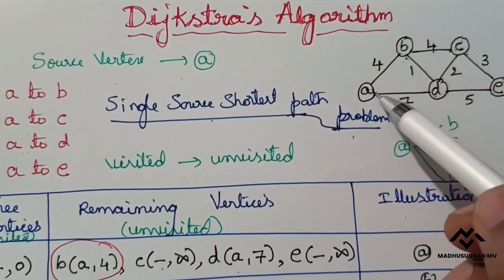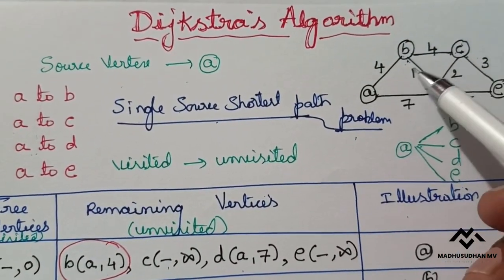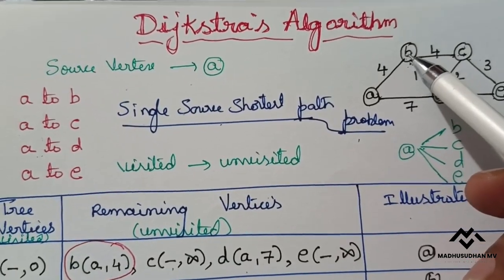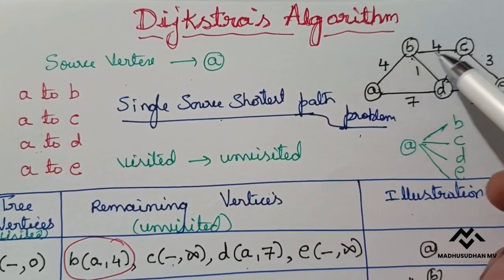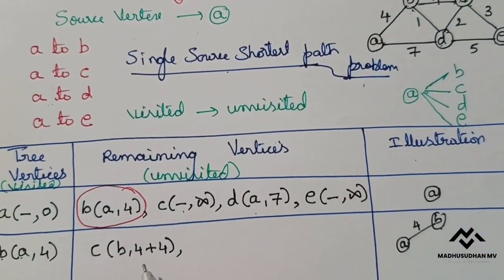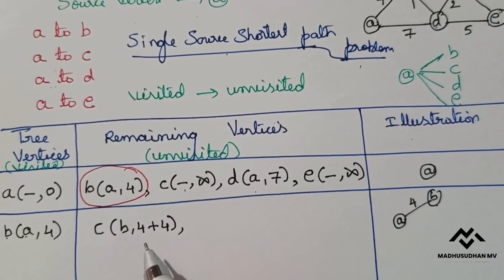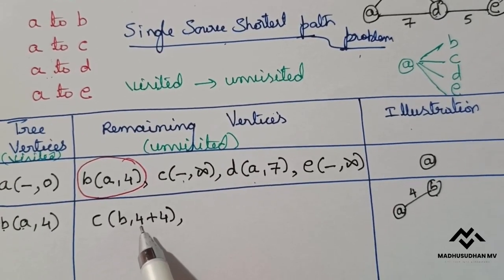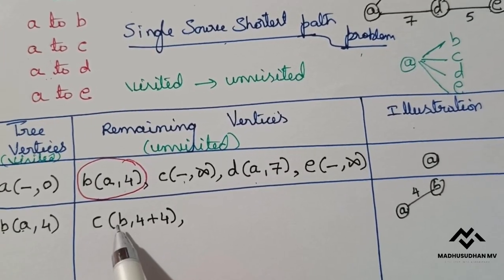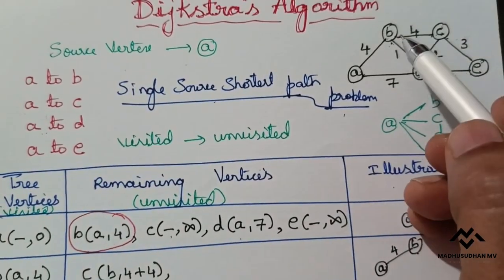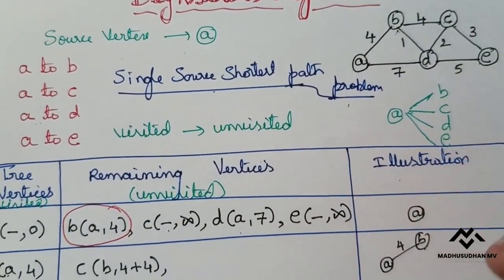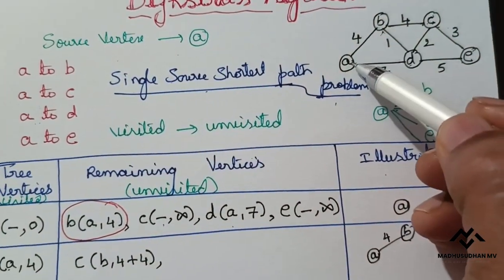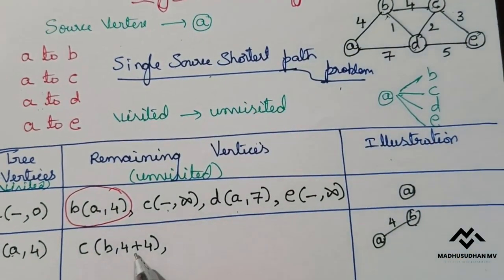Since there is no direct edge from A to C, I came from A to B first, 4, then B to C. So totally 4 plus 4, that is 8, and that is what I am writing. I could write 8 directly, but in order to make you understand, I have written 4 plus 4. The meaning is from B, C is a distance 4, but to reach B, I traveled 4 from A. That's this plus 4. Okay.